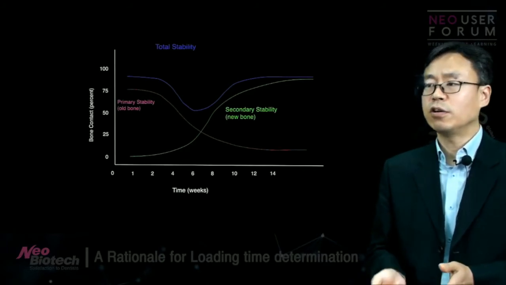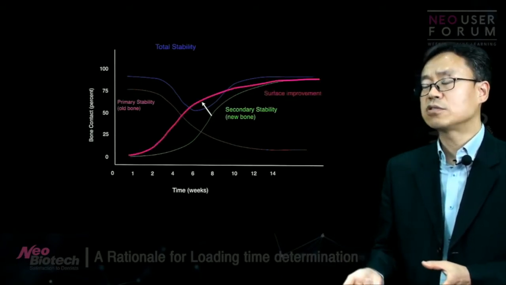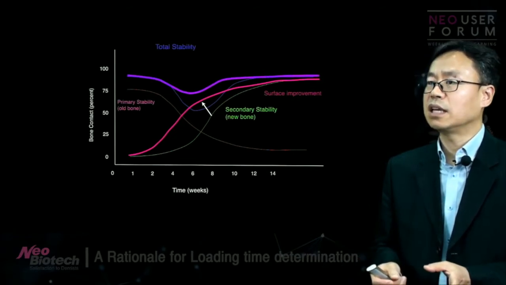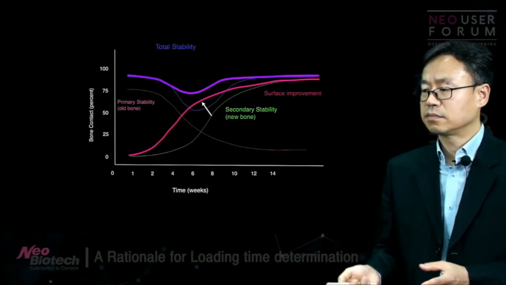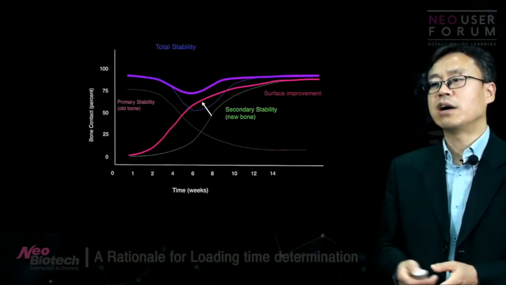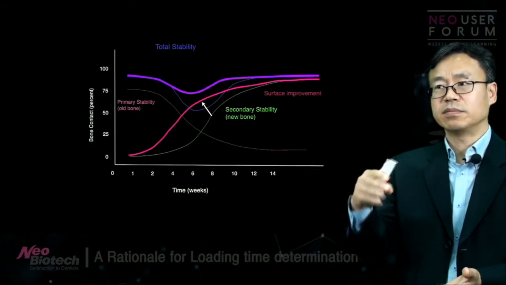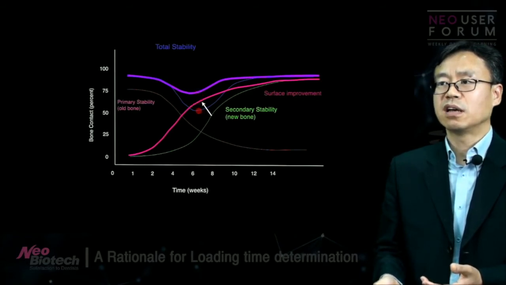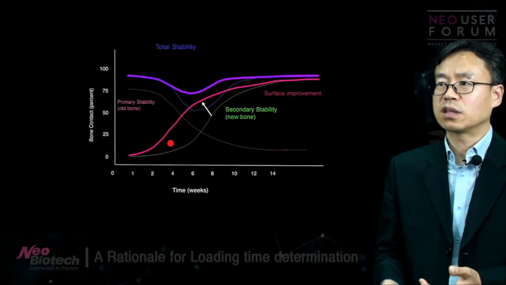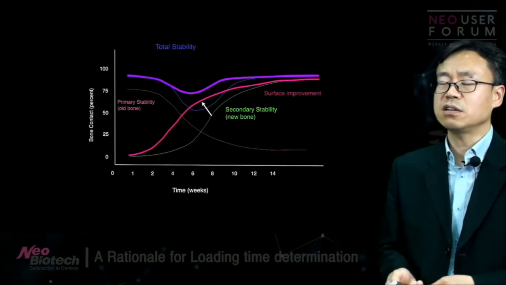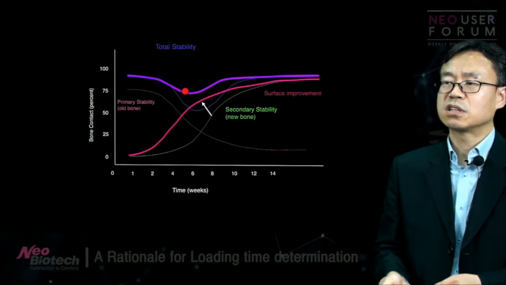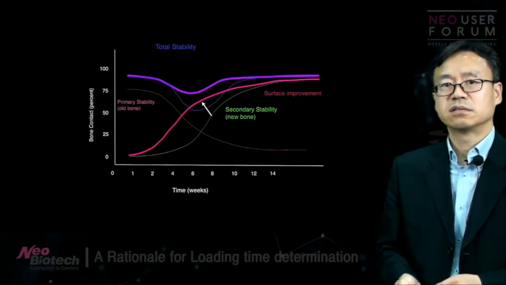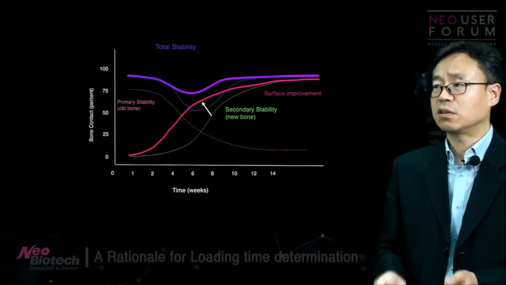Accelerated formation of new bone contributes to a faster secondary stability increase. And this will reduce the amount of the total stability dip, as you can see right there. So the total stability of conventional implants goes down this much, but with an improved surface, you can get a faster secondary stability increase, so the total stability goes down a little less. So this is what they claimed.